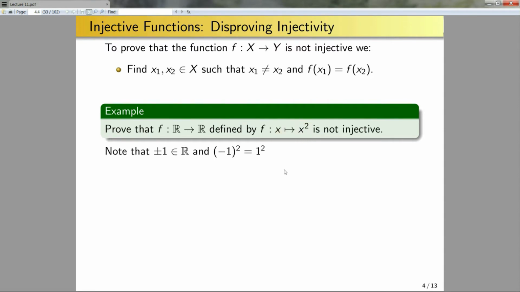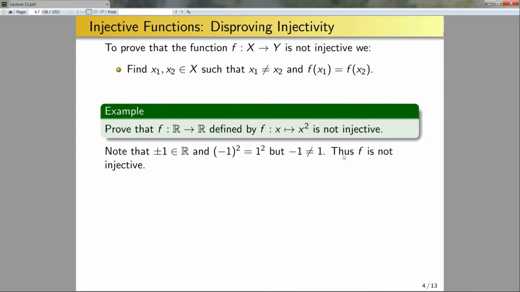Well, note plus and minus 1 are both real numbers, and negative 1 squared is equal to 1 squared, but negative 1 is not equal to 1, thus f can't be injective. So a key concept to get out of these 2 slides is that simply by changing my domain, I can change a function from being injective to not injective. And in fact, we saw that on the first slide where I introduced the concept of injectivity. I can always restrict my domain to make a non-injective function injective.